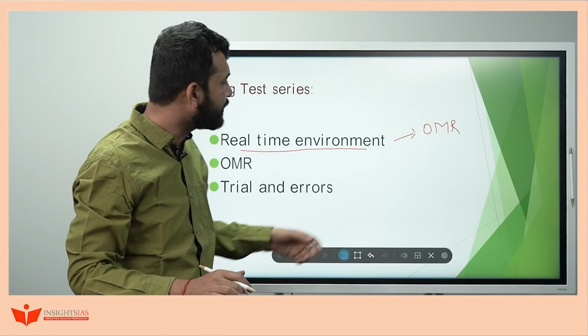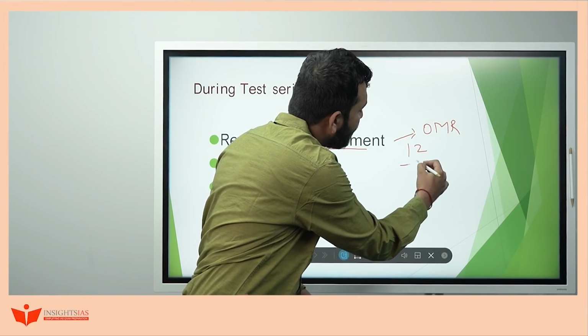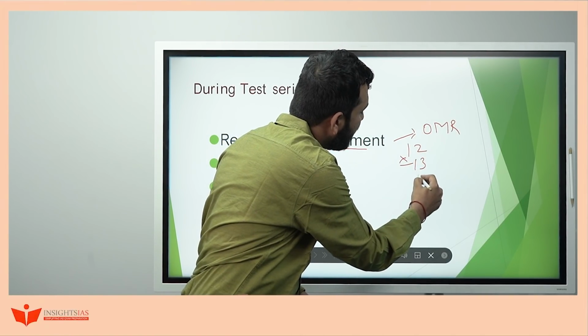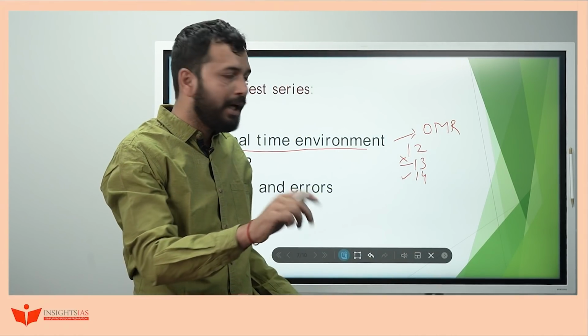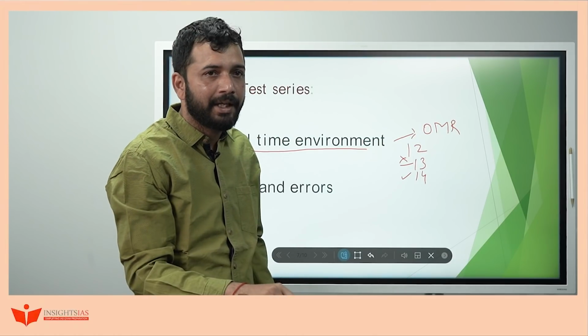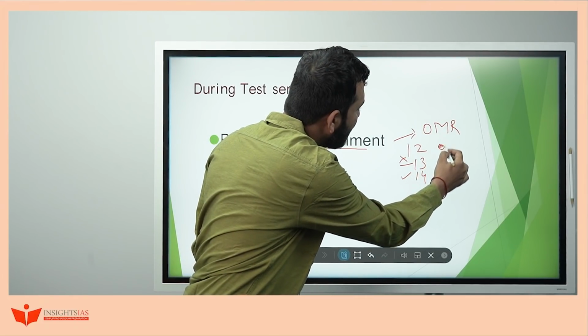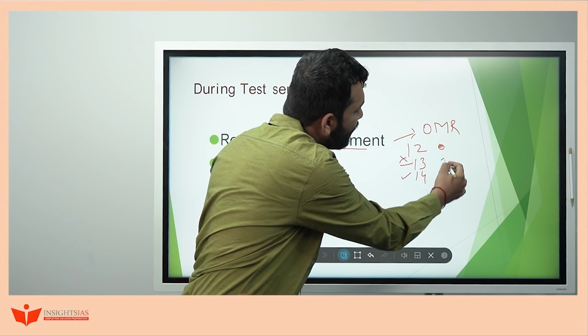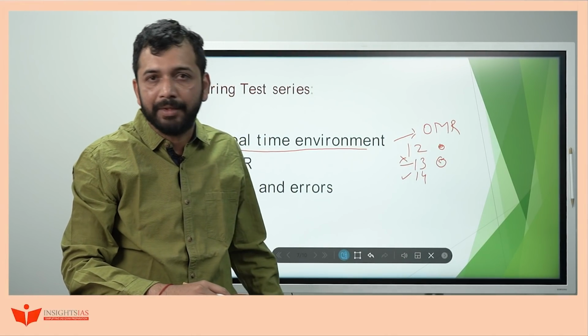Sometimes what happens is, by mistake, let's say I attended the 12th question, but I want to skip the 13th question, and then I attend the 14th question. In online mode, I just go to the next question and select the answer. But while filling the OMR sheet, sometimes instead of filling the 14th, you would have filled the 13th question, and you end up making the mistake there.